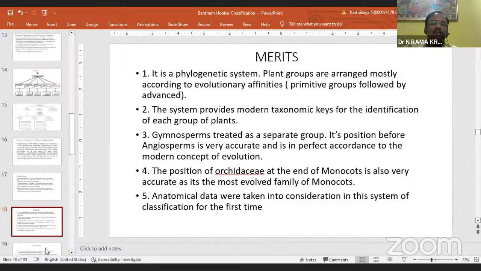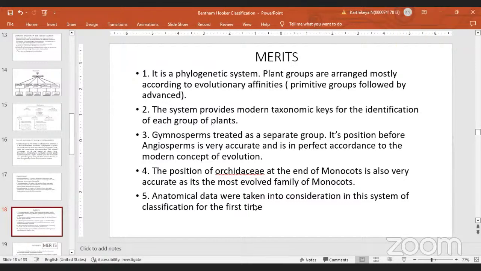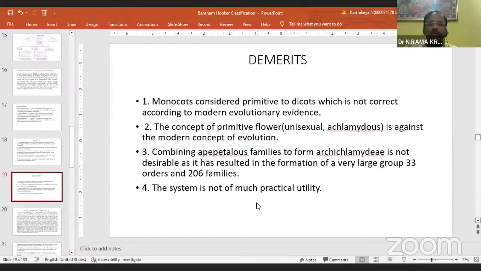And similarly, what is the second one? Rajani, unmute.